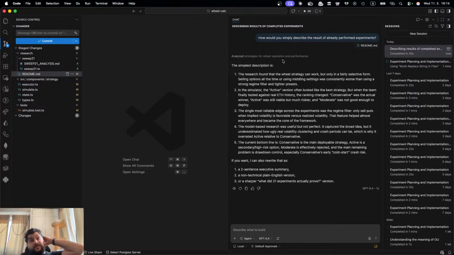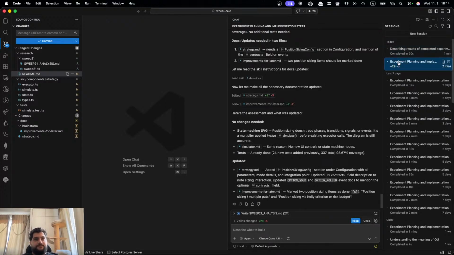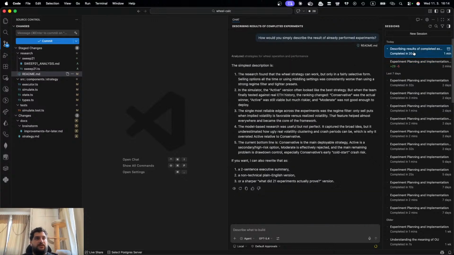Okay, let's read it again. The research found that the wheel strategy can work, but only in a fairly selective form. Selling options all the time or using middling settings was consistently worse than using a strong regime filter and tight presets. In the simulator, the active version often looked like the best strategy, but when the team finally tested against the real history, the ranking changed. Conservative was the actual single most reliable edge factor. The experiments' regime filter: only sell puts when implied volatility is favorable versus realized volatility.